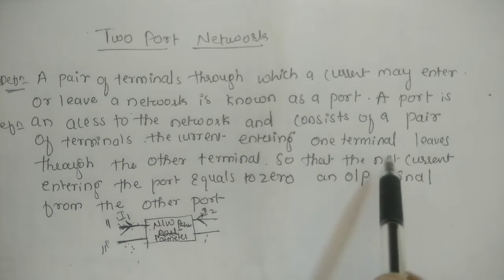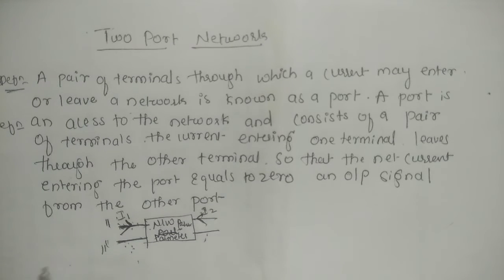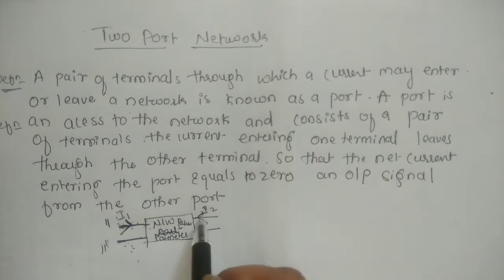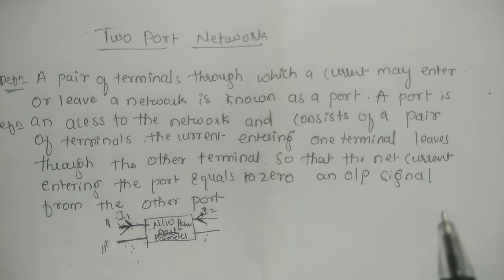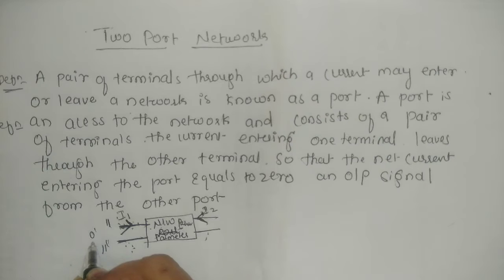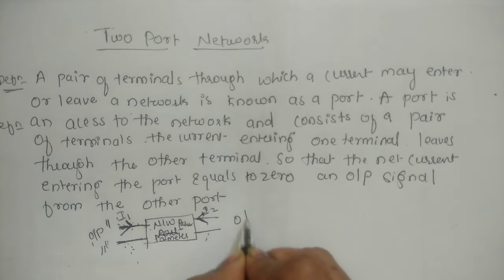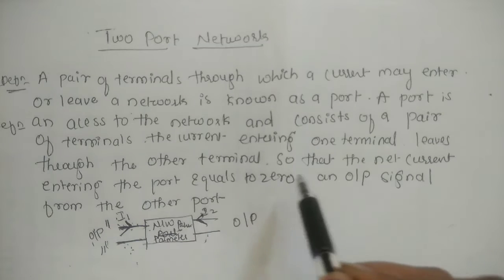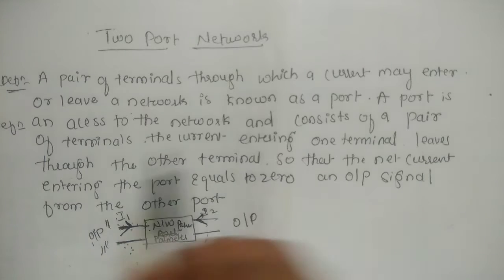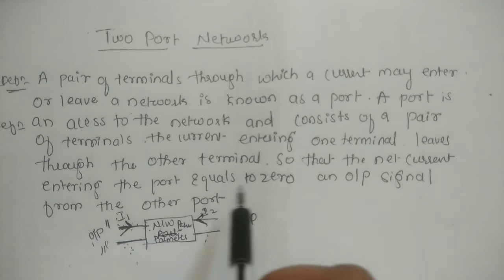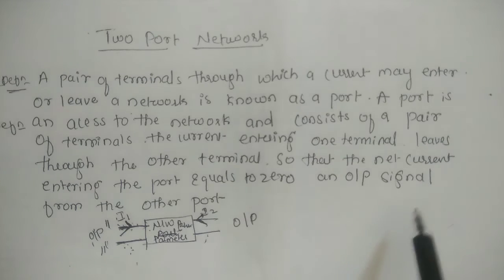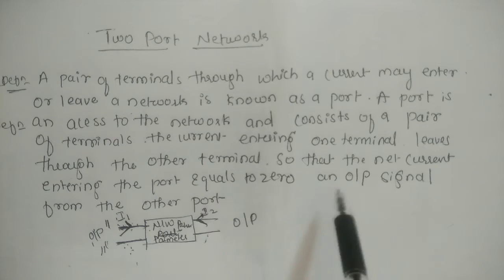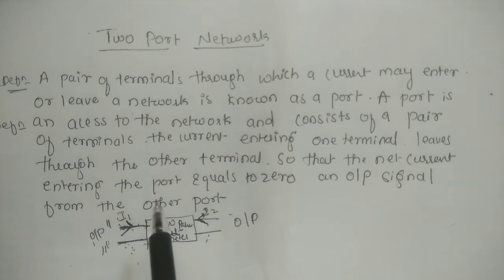The current entering one terminal leaves through the other terminal. So we can call it an input, and we can call the other an output. Right? One terminal leaves through the other terminal so that the net current entering the port equals 0. Means the net current entering the port equals 0, and the output signal is from the other port.